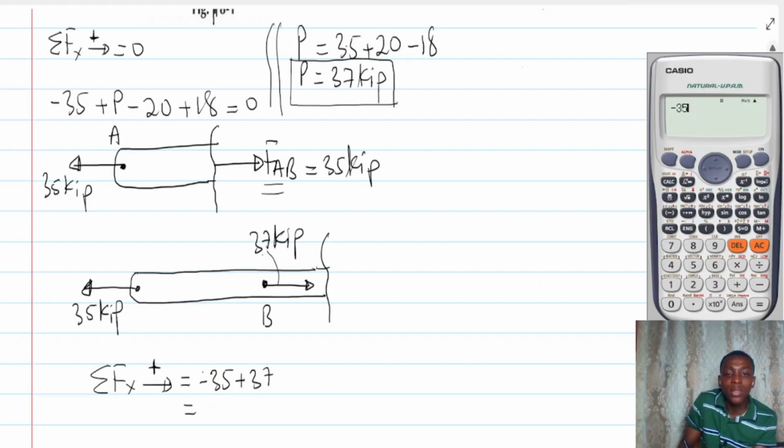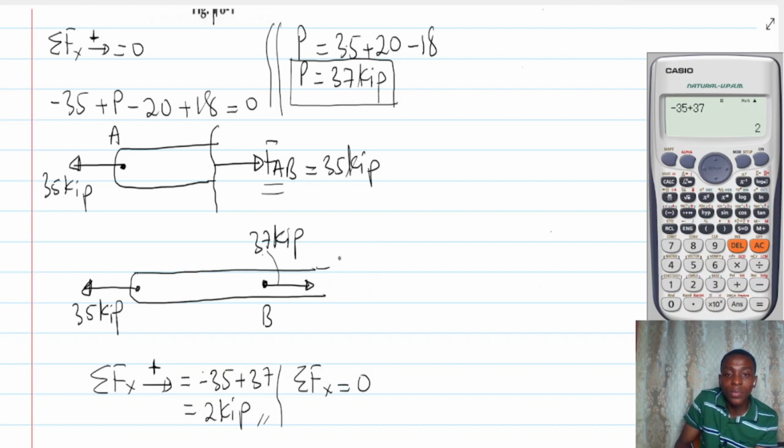Minus 35 plus 37, that is 2, isn't it? So 2 kip. What this means is that the external force on this is 2 kip. For this body to be in equilibrium, we need to add a force which is opposite to 2 kip, so that the summation of the forces will be zero. We need to attach a force here.